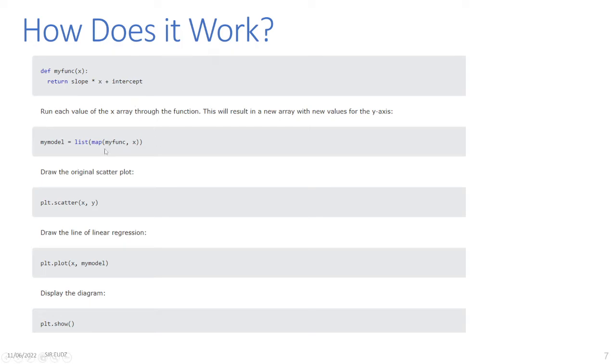And then run the x array through the function. This will result in a new array with new values for the y-axis. So we run this function using the values of x, and this will create a new list of the new values of y and place it in my model. Then we draw the original scatter plot. This is the original scatter plot. And here we draw the linear regression. This is the value of y we have created from this, and then show. This will show both of the diagrams.